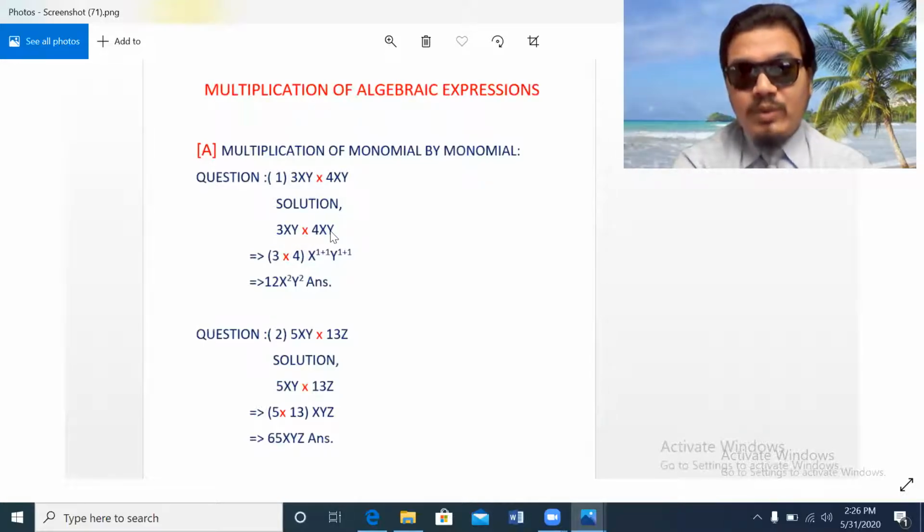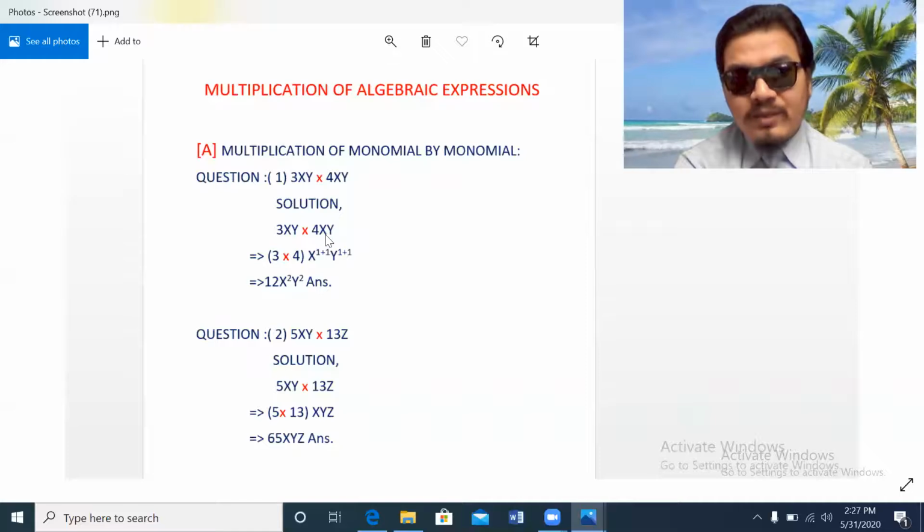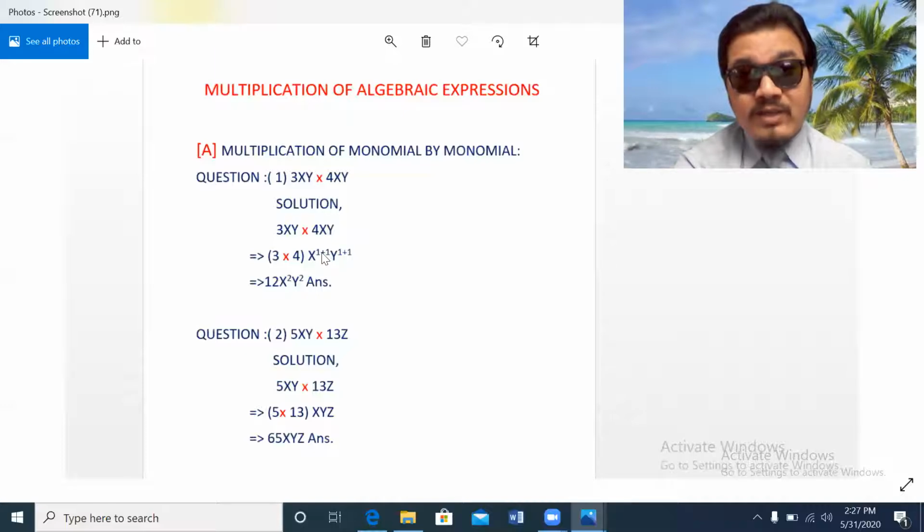And when we multiply the monomials, at that time, first of all, let's multiply the coefficients. Look, here 3 is the coefficient, here 4 is the coefficient. Multiply them, 3 into 4. And then look, what is the power? Power of x is 1. Here power of x is 1. And when we multiply x with x, write only one x, and we have to add the powers of this x and this x. That means we have to add 1 plus 1.